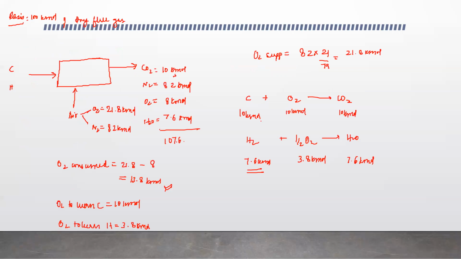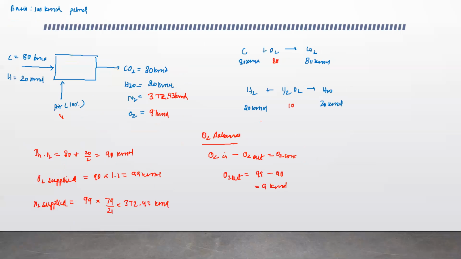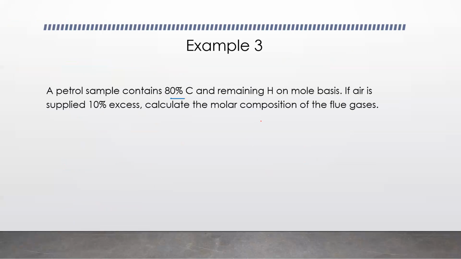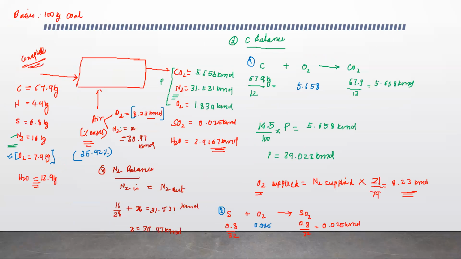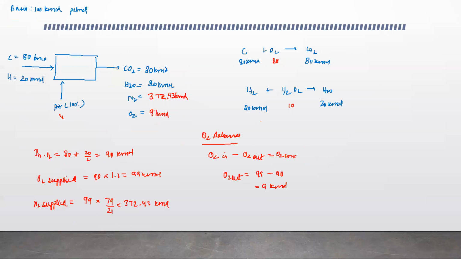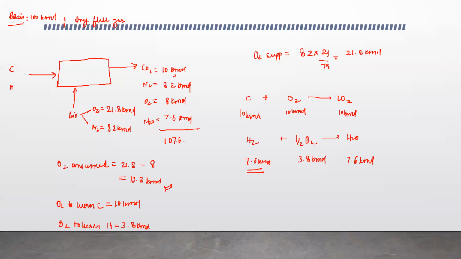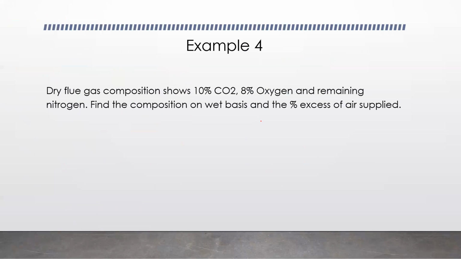So this was slightly different. It was not difficult, it was slightly different. You needed to go the other way. Because so far in the questions that we've done, we've always taken basis for the fuel, right? That okay, we have 100 kg of fuel or 100 kilomole of fuel. But this time we had a different type of question where they had given the composition of the dry flue gas. So we had to take 100 kilomoles of dry flue gas. Correct?